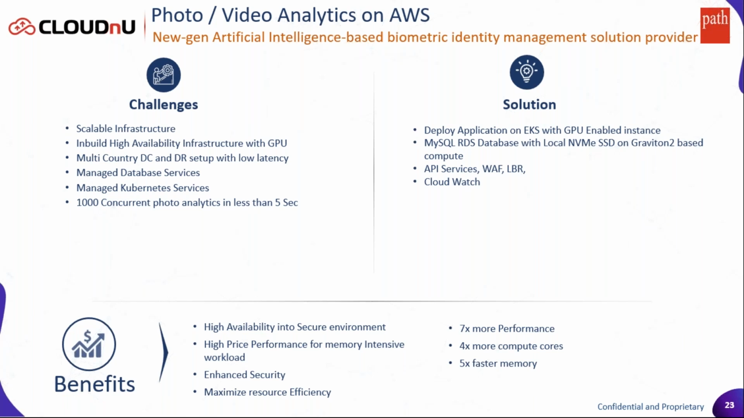So we provided a solution to move the database to MySQL RDS on Graviton and the applications on EKS. So what was the result? The result was 7 times better performance, 4 times more compute cores, 5 times faster memory, and they managed to achieve 1,000 concurrent analyses of video and photo in 4.45 seconds. They tried with other clouds and on premises also, but these are the benefits they got once they moved to AWS.